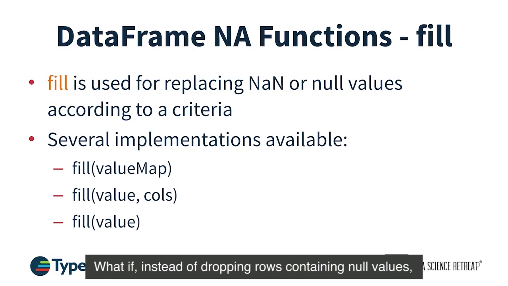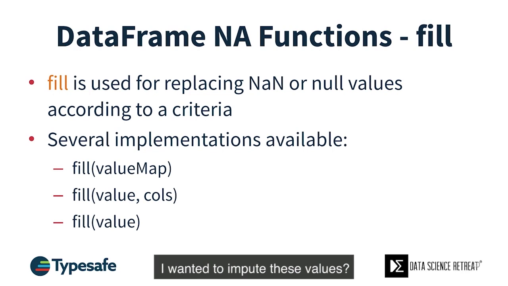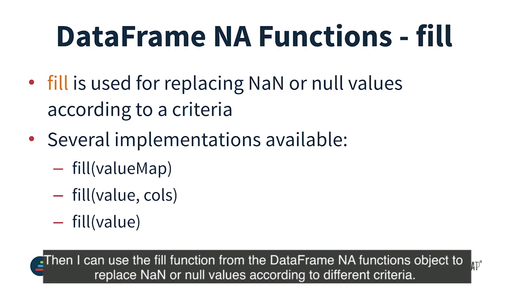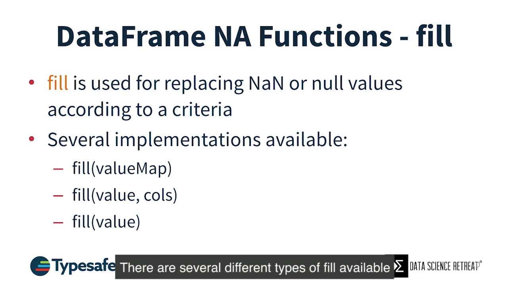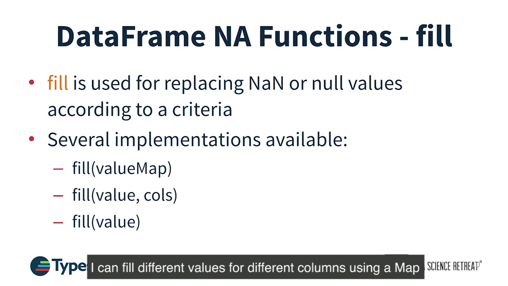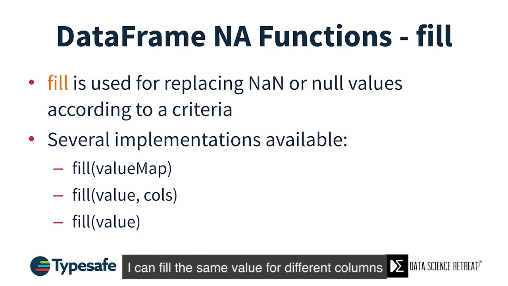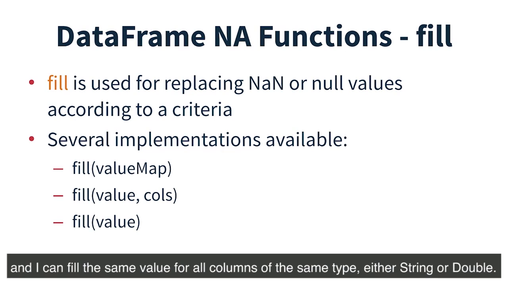What if instead of dropping rows containing null values, I wanted to impute these values? Then I can use the fill function from the data frame NA functions object to replace NaN or null values according to different criteria. There are several different types of fill available. I can fill different values for different columns using a map. I can fill the same value for different columns. And I can fill the same value for all columns of the same type, either string or double.